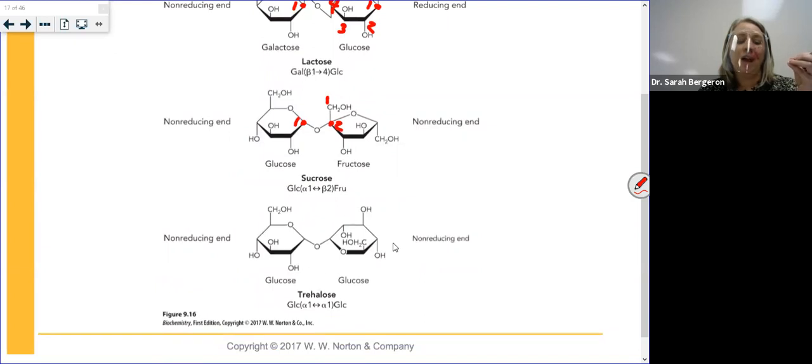So look at our last one, trehalose. Where are our anomeric carbons? One here and one here, right? So this is carbon 1. I don't have any other carbons attached to it. Do I have any other carbons attached to this one? No, so this is a 1. And then they are both alpha.